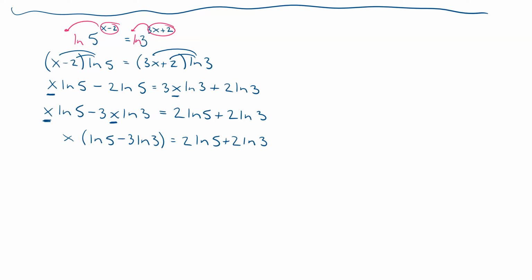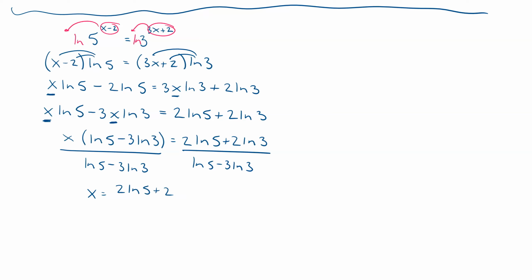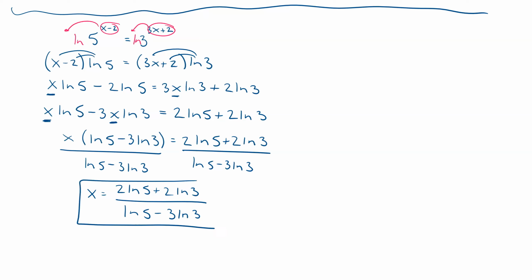Finally, to finish this up, I just divide both sides by the natural log 5 minus 3 natural log 3 term. And we get x equals 2 natural log 5 plus 2 natural log 3 over natural log 5 minus 3 natural log 3. We can't reduce any of those 3's or 5's. We're done. That's the final answer right there. More accurately, maybe I should say that's a final answer.